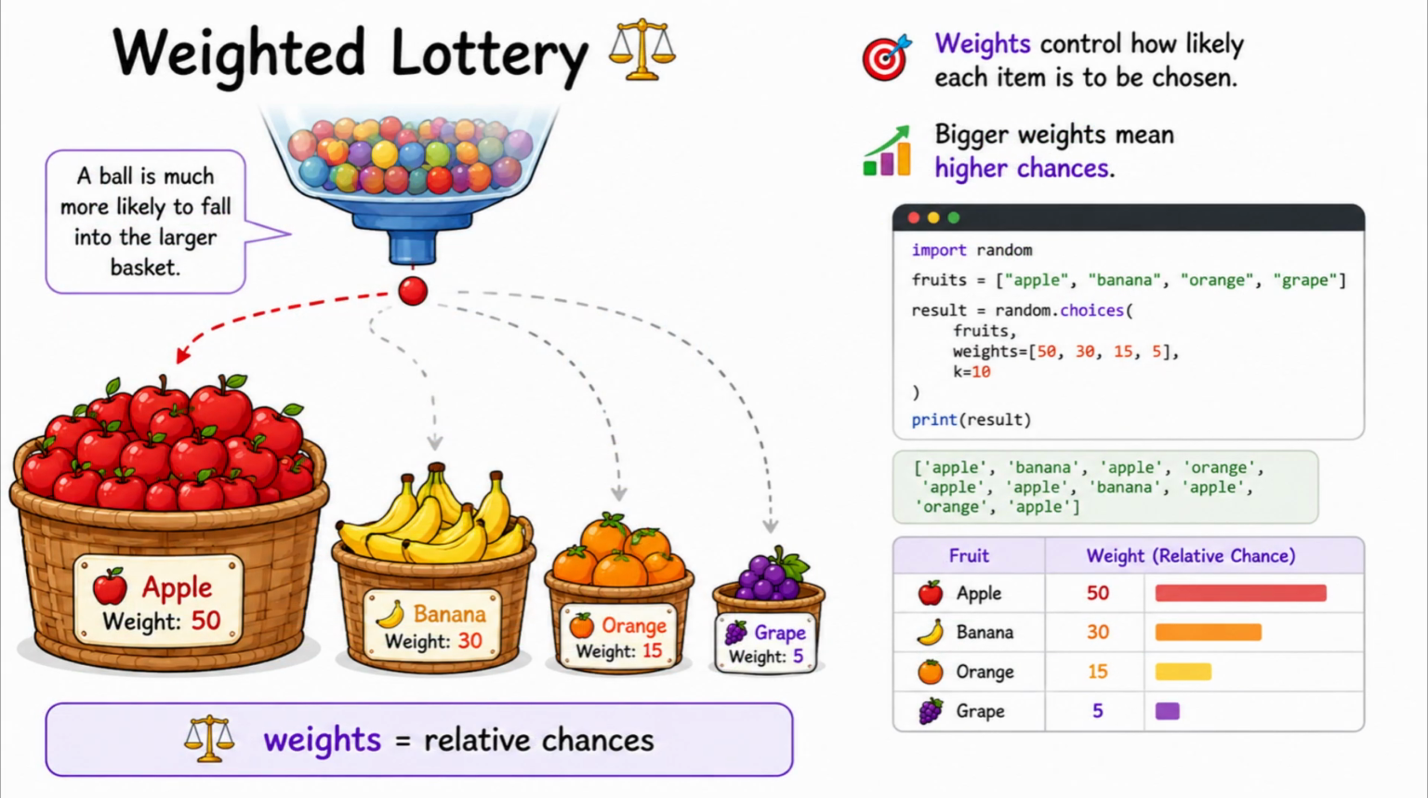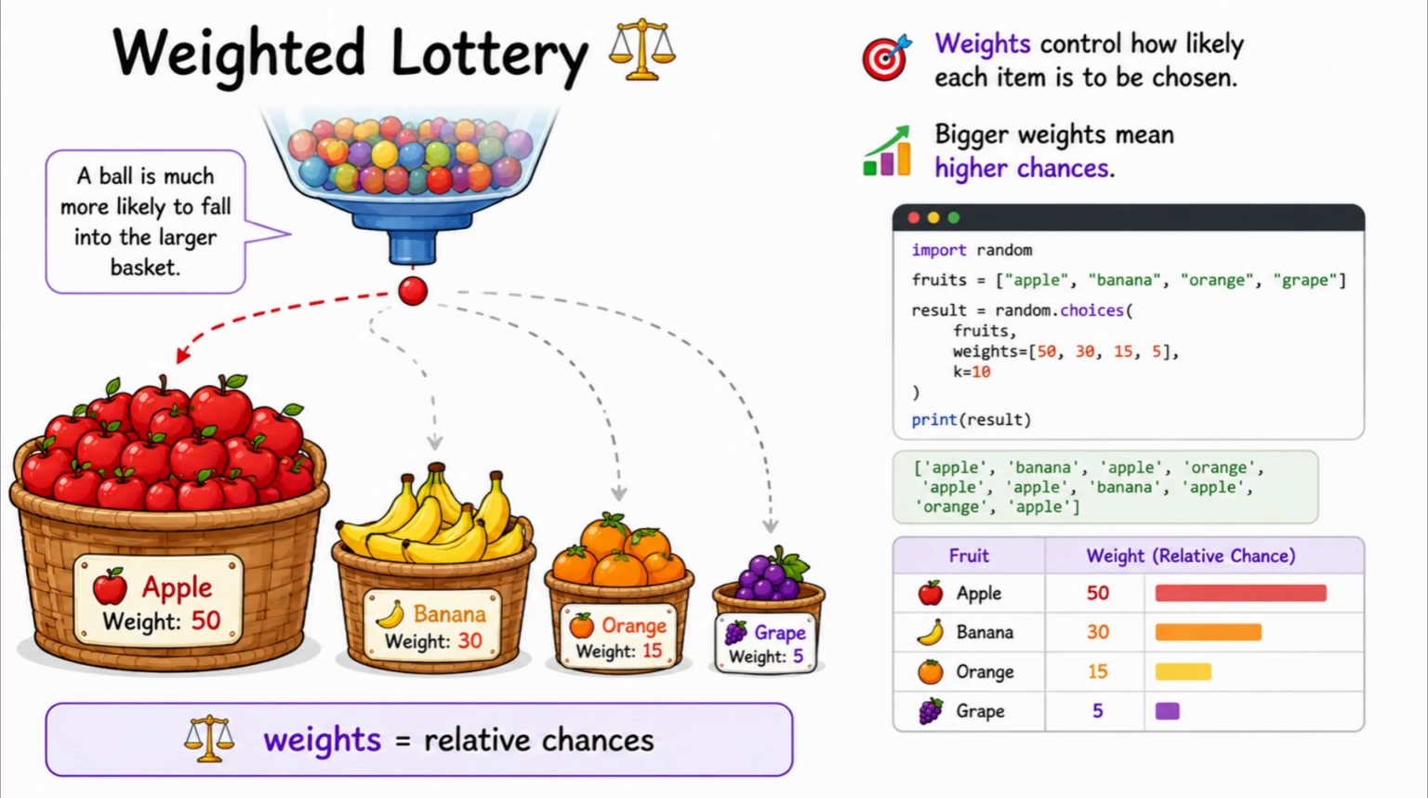Have you noticed that apple gets picked more often? Let's look at the weights. Apple 50, banana 30, orange 15, grape 5. Weights control how likely each item is to be chosen. Bigger weights mean higher chances.